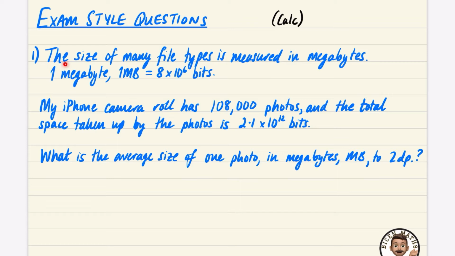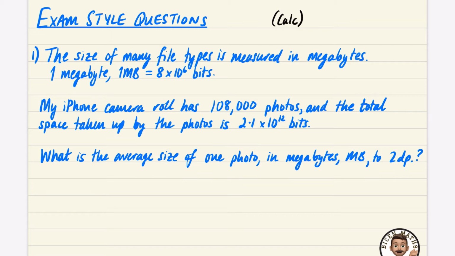So it says here for question 1, the size of many file types is measured in megabytes. And 1 megabyte, which is written 1 MB, is equal to 8 times 10 to the power of 6 bits. My iPhone camera roll has 108,000 photos, and the total space taken up by the photos is 2.1 times 10 to the 12 bits. What is the average size of one photo in megabytes, MB, to 2 decimal places?